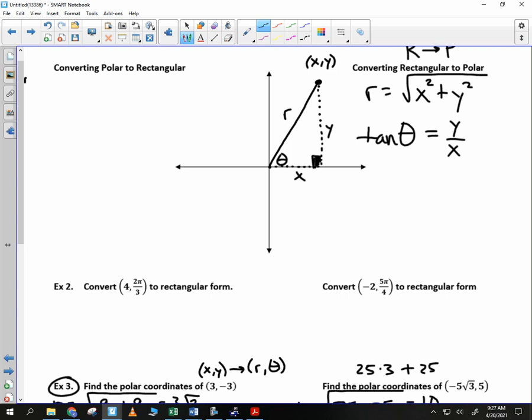Let's convert polar to rectangular. Polar to rectangular. Meaning we want to know how to determine x, and we want to know how to determine y. So given r and theta, how do you determine x and how do you determine y? This is something you already know how to do. Look at these pieces and tell me the association between x, r, and theta.